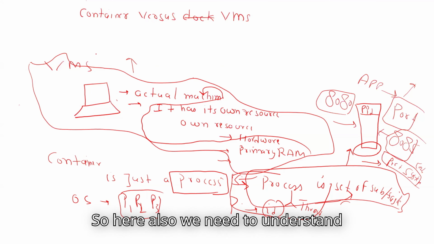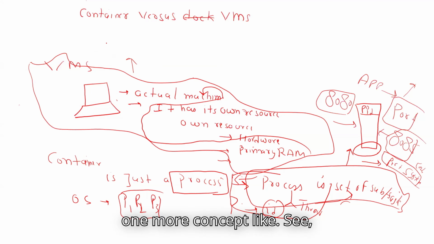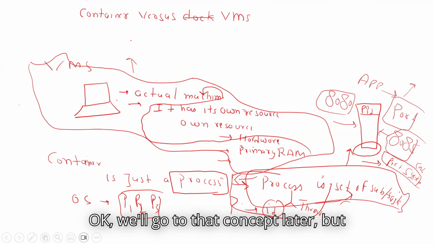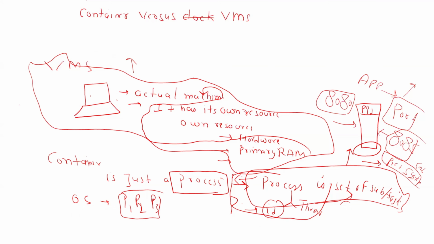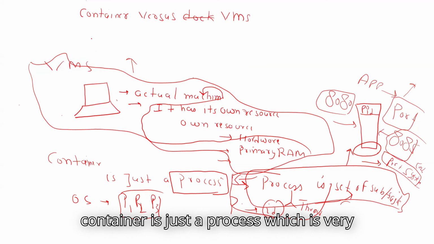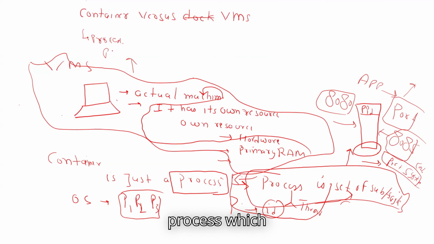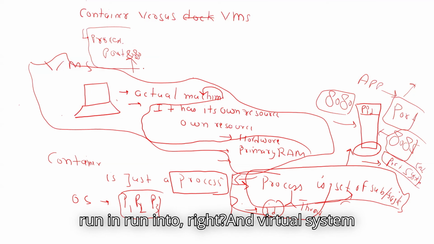So here also we need to understand one more concept, but we'll go to that concept later. For now, I guess this would suffice. We just need to understand that a container is just a process, which is very important for you to understand. Just a process which is running on the port 8080 or any port you want to run on, right?